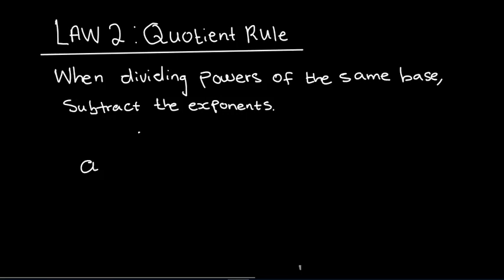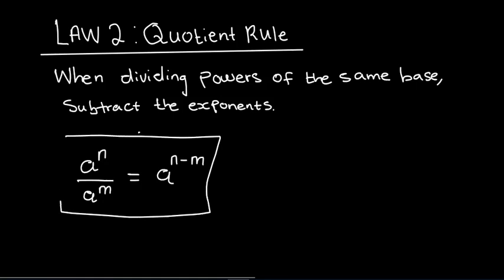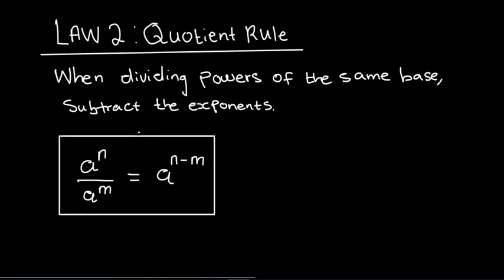So if you have a certain number a with an exponent maybe n, and you divide it by another number which has the same base like itself, but maybe has a different exponent, the exponent m, this will equal just the base a with subtraction of exponents. So it will be n minus m. That's how we represent that mathematically.